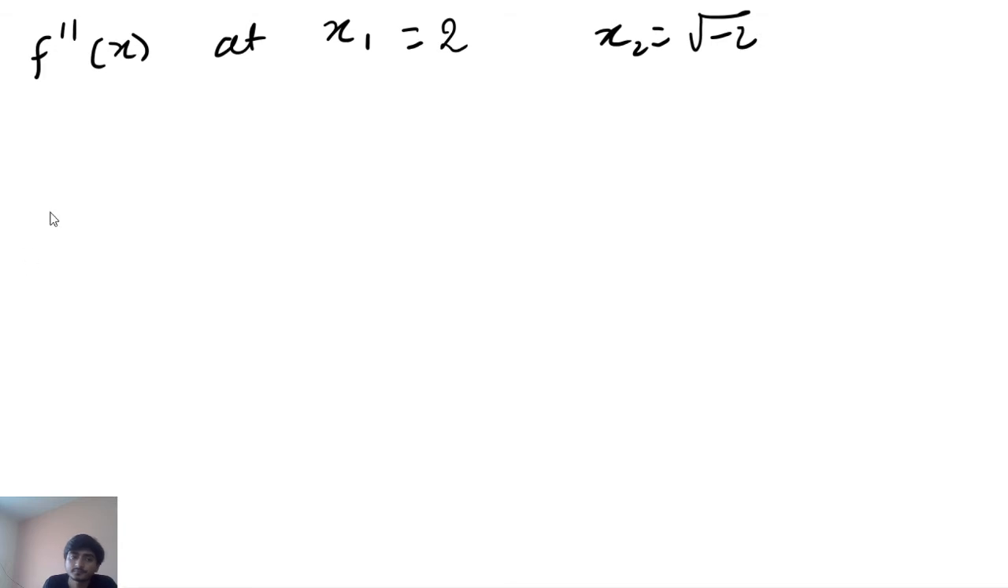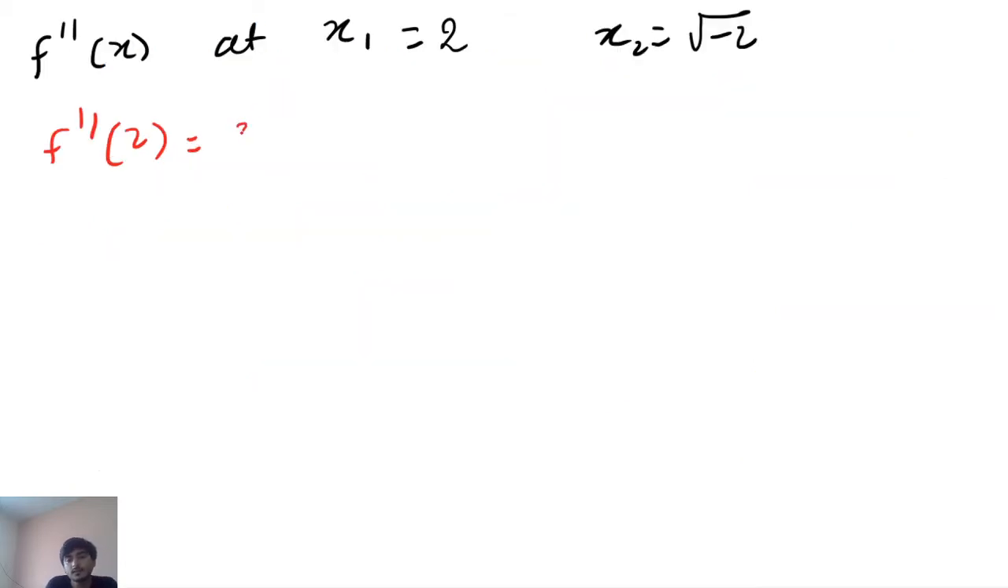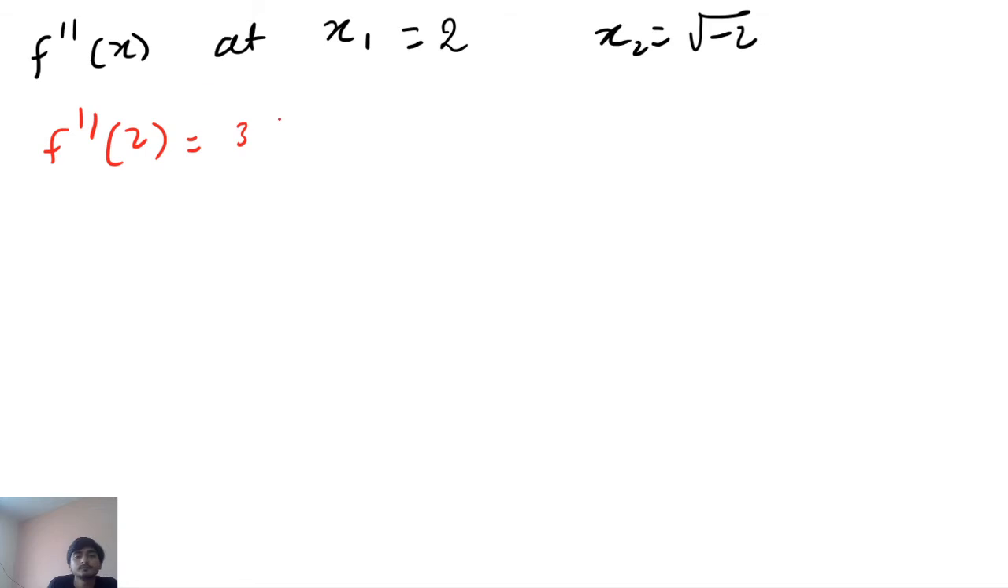Okay. Now, the next step is what? Next step is we will find f double dash of 2, that is x1, right? So f double dash of 2 means what? Double dash is 36x square minus 48x plus 24, right?